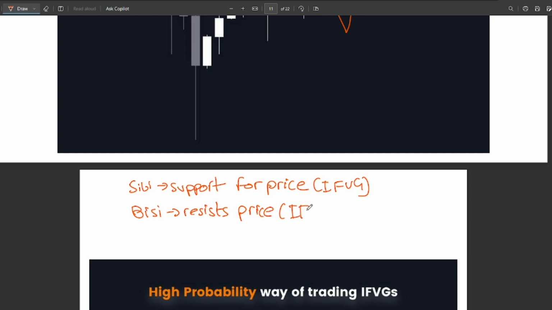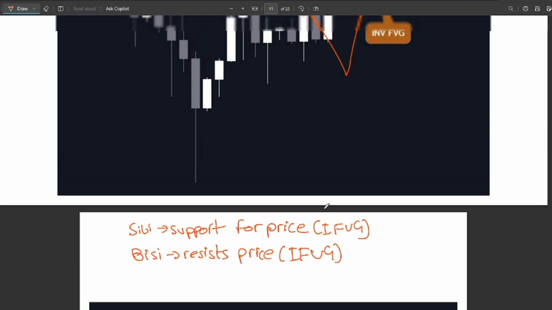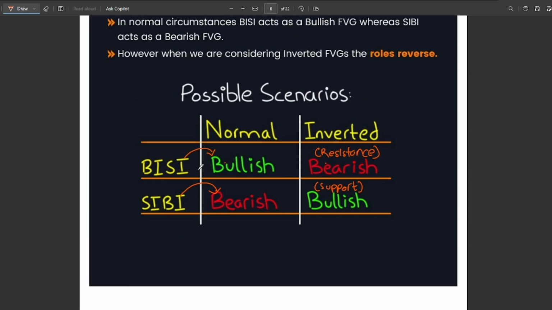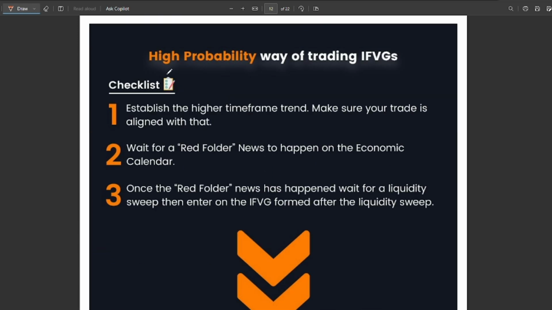You can also see this table which I have created above. This is a good reminder. In normal circumstances, BISI acts as a bullish fair value gap and SIBI acts as a bearish fair value gap. However, in inverted circumstances, BISI acts as a bearish fair value gap and SIBI acts as a bullish fair value gap. Simple. I hope nothing is confusing up till now. Now let's move on to our next topic, which is to study the high probability way of trading inverse fair value gaps.